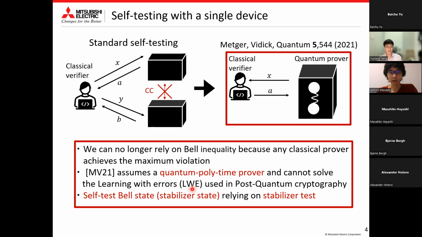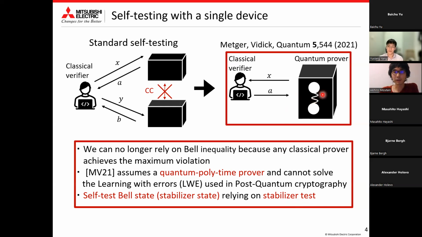LWE is a problem of solving linear equations where small secret noise is added to each equation. So, very roughly speaking, we can self-test a quantum state if the quantum device cannot break post-quantum cryptography. In this paper, they showed that we can self-test the Bell state, which is one of the stabilizer states, and their protocol relies on the stabilizer test. I explain the details about the stabilizer test in later slides.